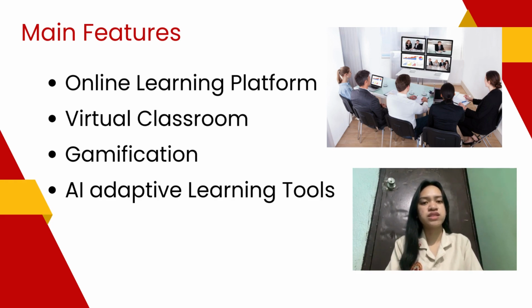The third one is gamification. It uses game elements like points, badges, and leaderboards to enhance engagement and motivate learning, for example, Kahoot. Number 4 is AI adaptive learning tools, personalized learning using AI based on learning performance and needs, for example, Knewton or DreamBox.